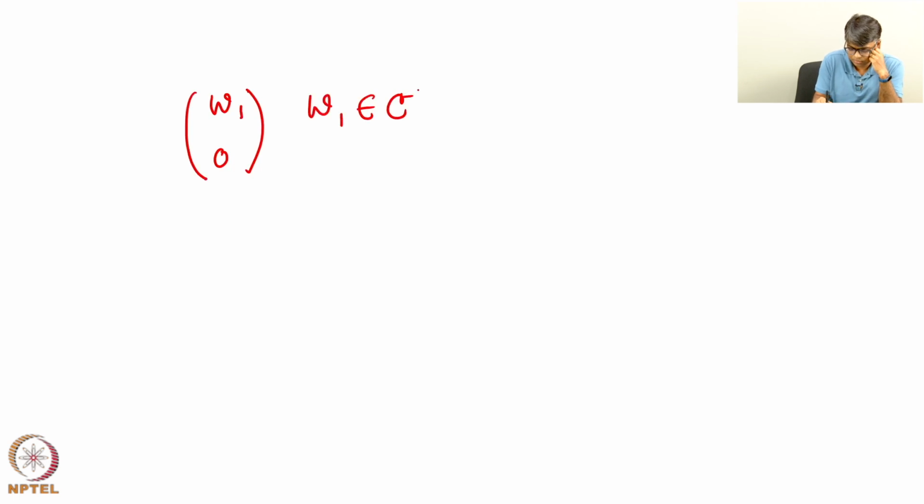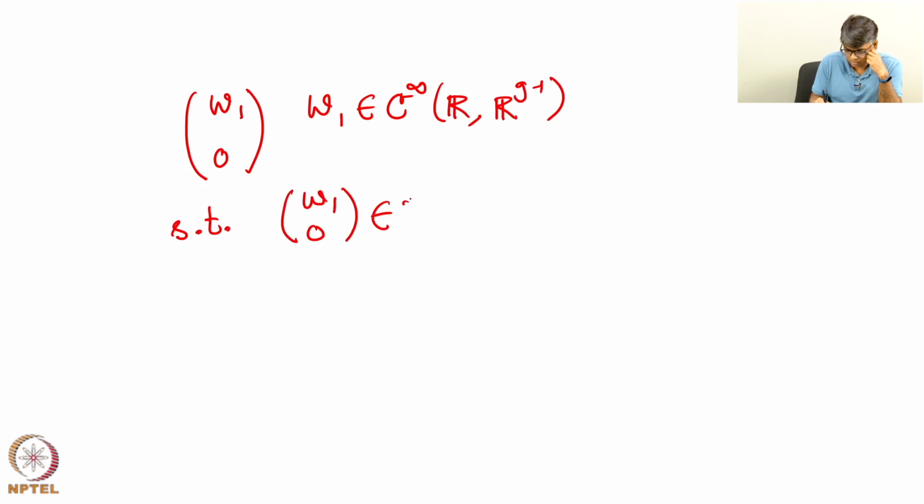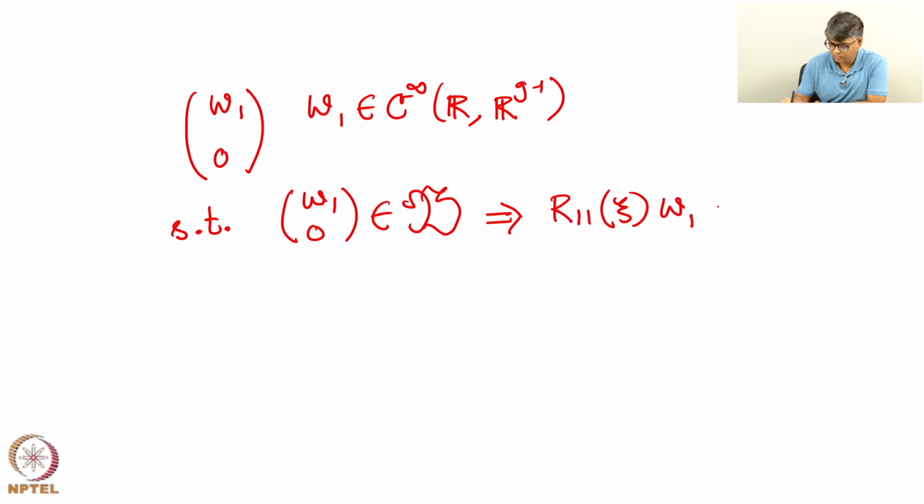Now, in this scenario, suppose we take w1 and 0, where w1 is a C infinity trajectory of size G minus 1, such that w1 0 is an element of B. This implies R11 xi w1 is equal to 0, right. So, for all w1 which is in the kernel of R11, such w1 zeros are always part of B, correct.